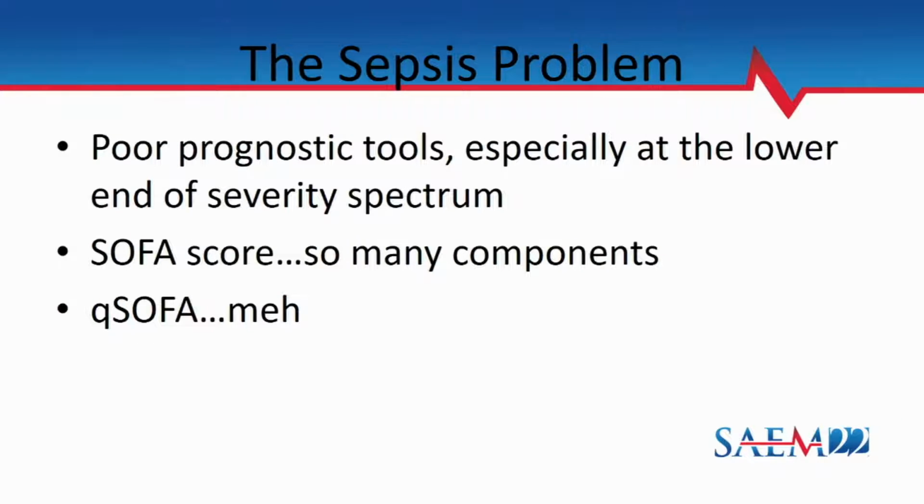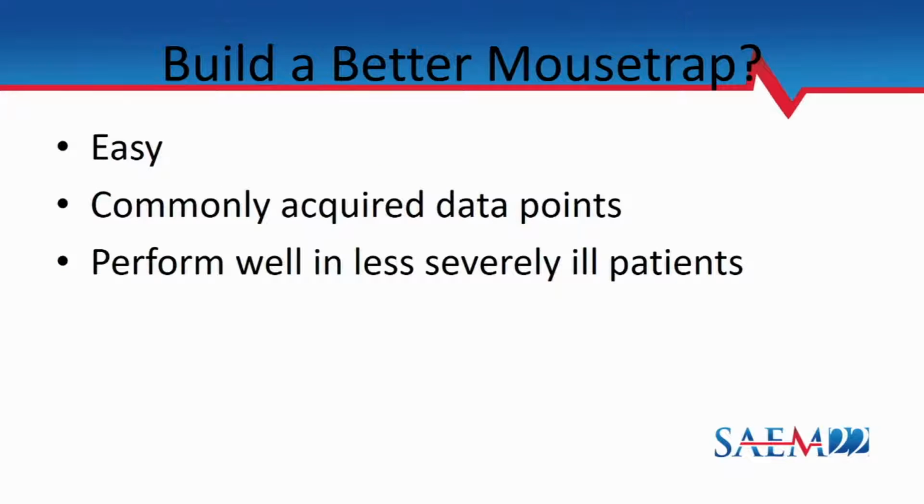In terms of the simulated data set, we know that it's hard to identify patients who have sepsis in the emergency department, especially at the lower end of the severity spectrum. Patients that come in shock, we already know that they're sick. SOFA score exists, but there's too many variables, and qSOFA is probably not enough variables. Ultimately, you want something that's easy, with commonly available data points, that performs well in less severely ill patients.